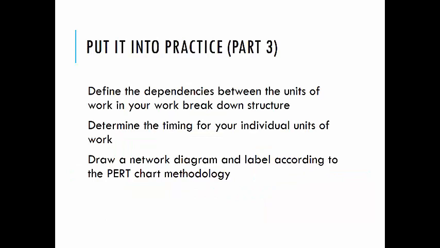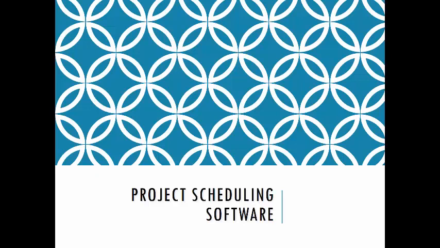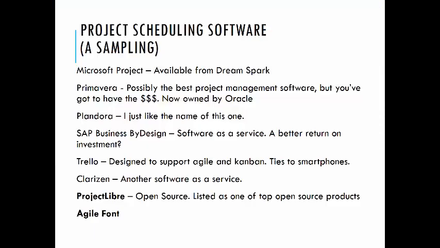So define the dependencies between your work units, determine the timing for the individual work, and then draw a network diagram and label it according to the PERT chart methodology. We'll cover a bit of that during the class time. You can also do this with project scheduling software.